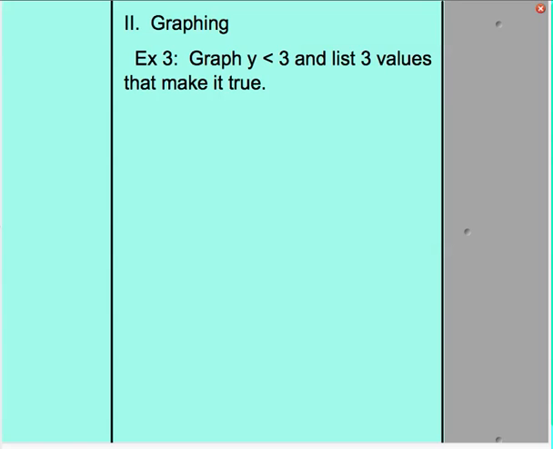So when we solve equations, we get one answer, and that's the only value that will make the equation true. With an inequality, you get an infinite number of solutions to the inequality. So we're going to start by graphing and talking about at least three values that will make this inequality true.